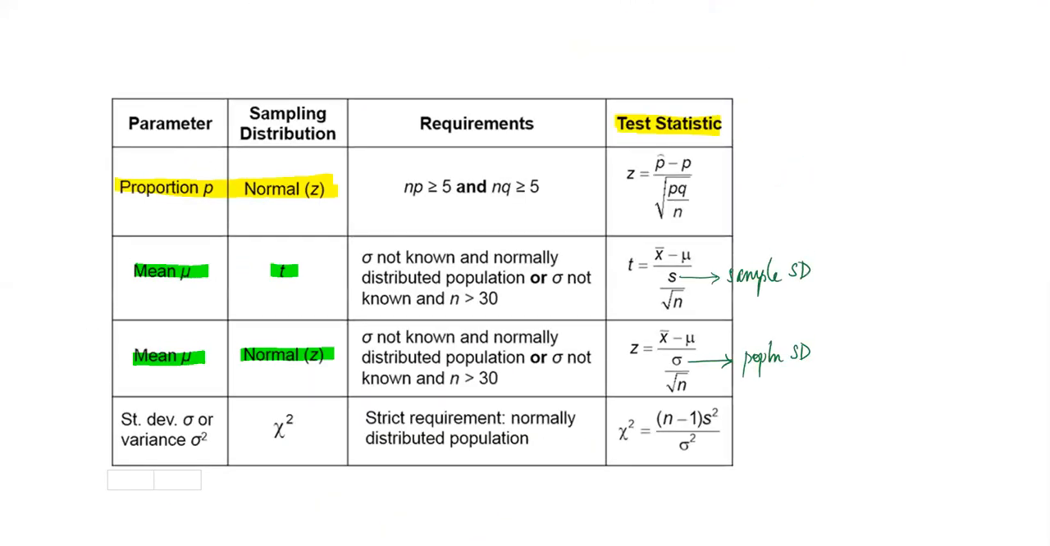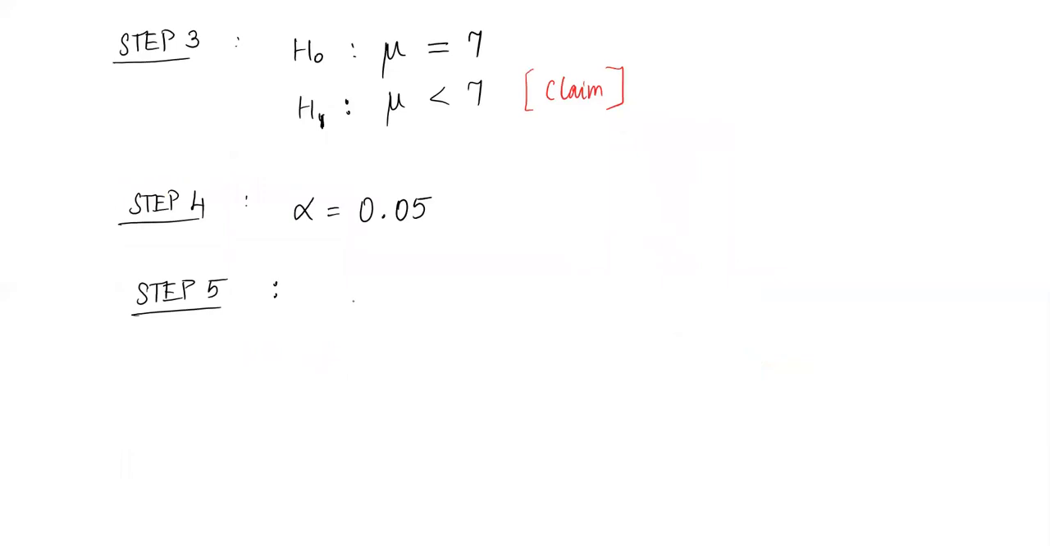Remember this table? If mu is what you're trying to find the claim about, then you have two possibilities: that it can be a t or a normal distribution. You have the formula. Because we are given the data, we have no problem using this formula, t equals x bar minus mu over s over root n. So we're going to use the t distribution.